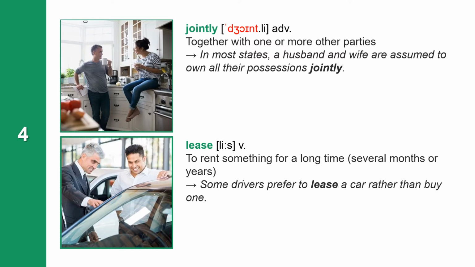The next one, jointly. Jointly is an adverb. It has two syllables. Jointly, and then this T is silent. Say jointly. Jointly means together with one or more other parties. In most states, a husband and wife are assumed to own all their possessions jointly. Jointly.